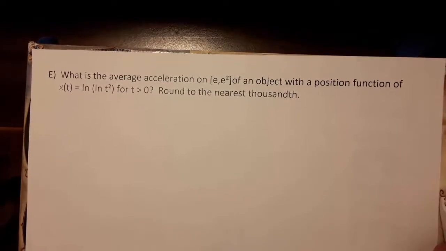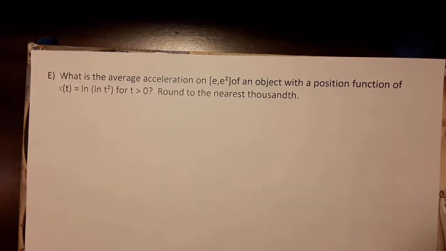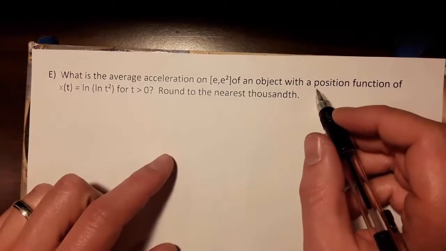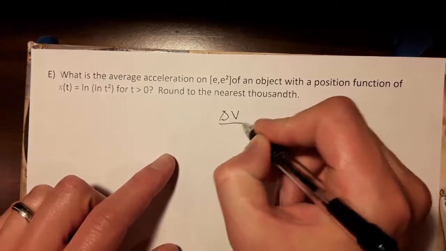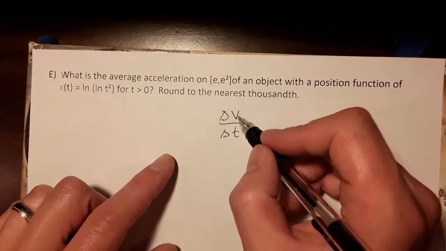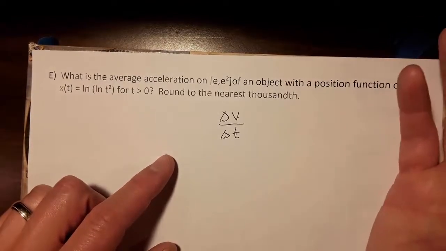All right, we have to figure out the average acceleration on a strange interval for an object with a given position function. So we are given a position function. Average acceleration is going to be the change in velocity over the change in time, because dividing velocity by time gives you an acceleration label.